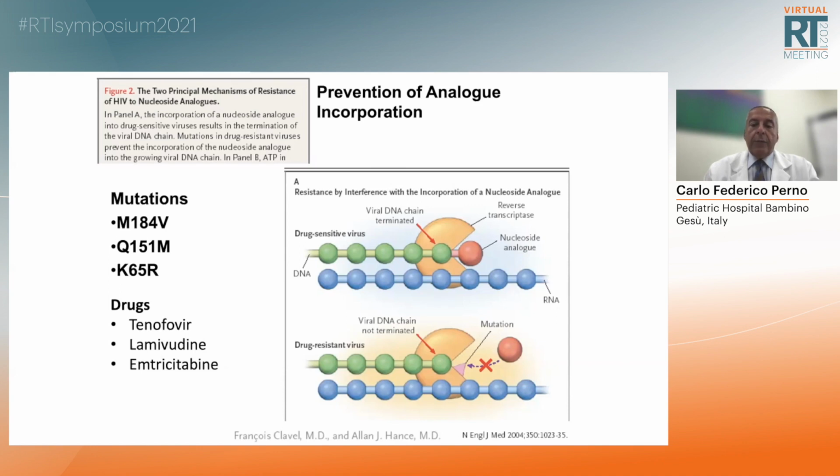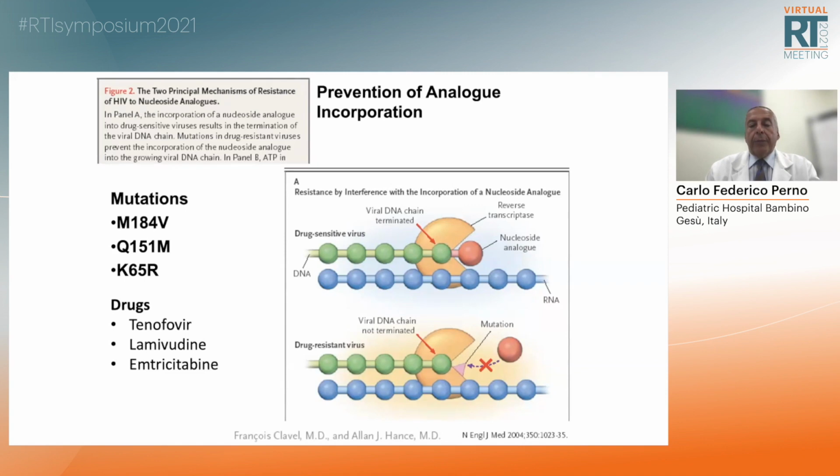How does the virus react? The virus reacts by modifying the structure of the reverse transcriptase at certain, peculiar amino acid levels. Here you see three examples: the M184V, a typical mutation for 3TC and FTC resistance; the Q151M, a typical mutation for multi-drug resistance; and the K65R, a mutation that confers resistance mostly to tenofovir, but also to abacavir.